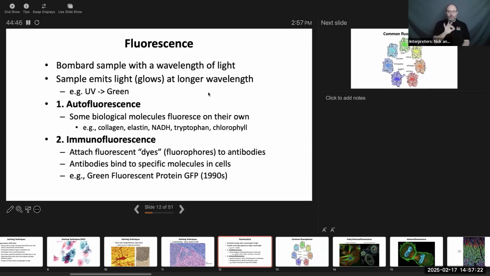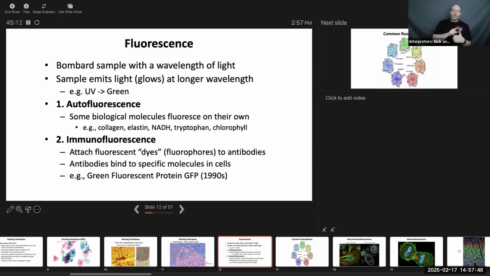There are three different categories of fluorescence, three broad categories. There's what's called autofluorescence, which I'll describe more in just a second. The second is called immunofluorescence. And then there's a third one, a couple slides coming up, called gene expression, or markers of gene expression. We'll come back to that in a few minutes.